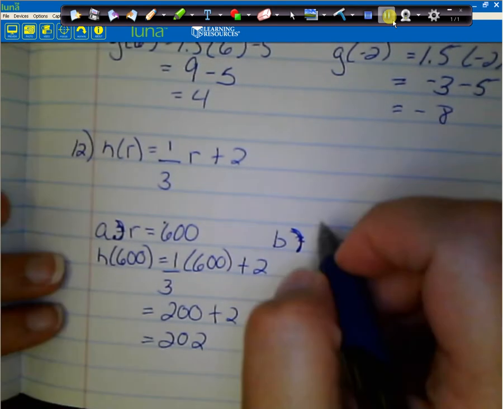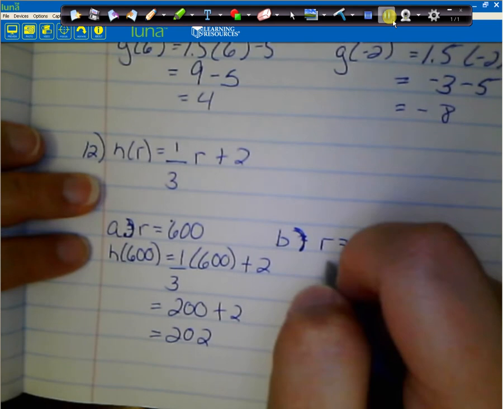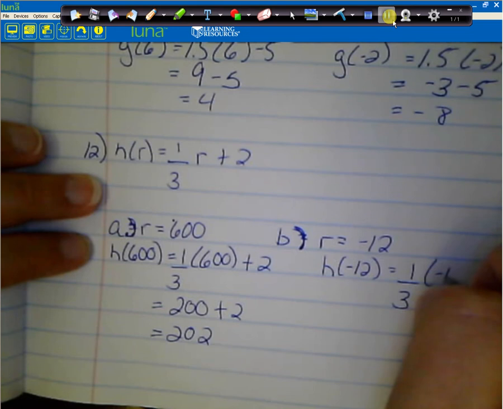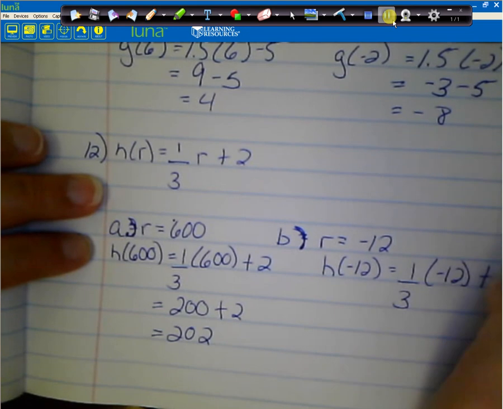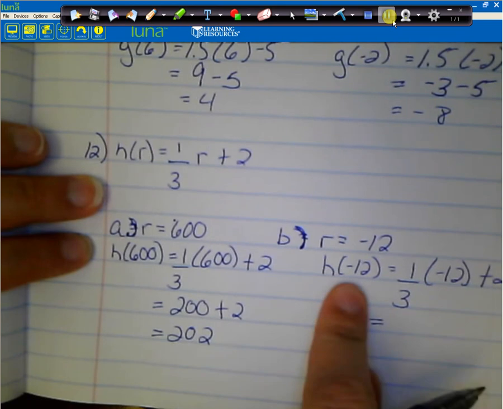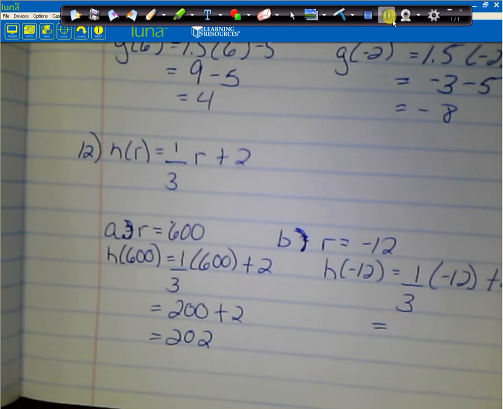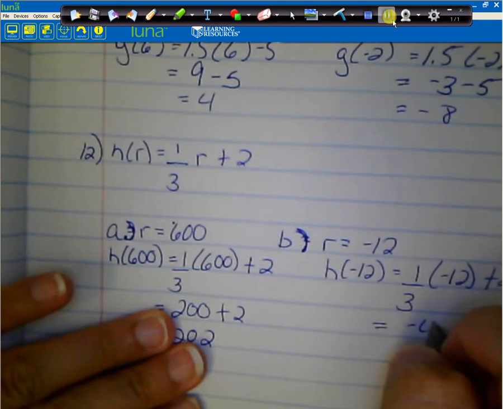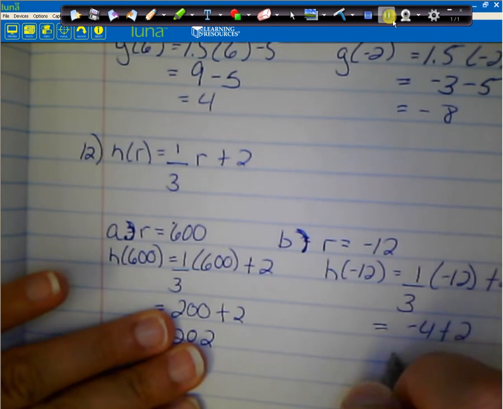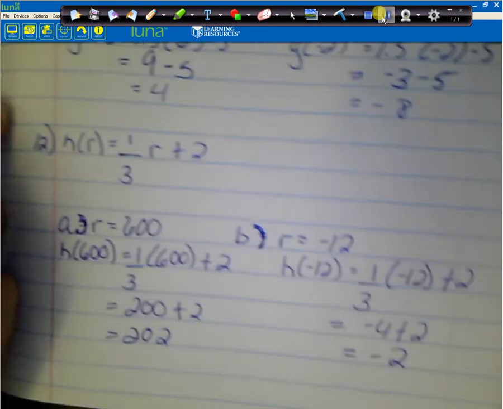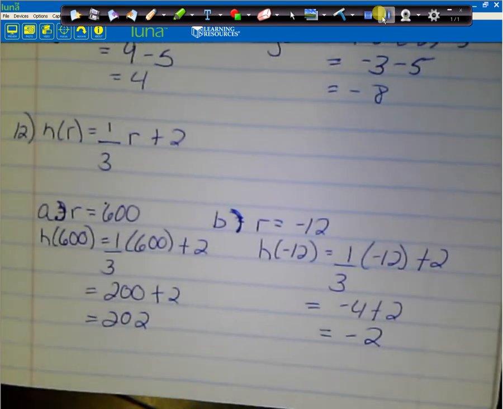Now we're going to evaluate r at negative 12. So we're going to say h of negative 12 is 1/3 times negative 12 plus 2. And again, this part, just the name, we don't do anything with it. It's saying function h evaluated at negative 12. 1/3 of negative 12 is negative 4, and negative 4 plus 2 is negative 2. Let me scoot that over so you can see all that. Sorry about that. There we go. Make sure you have that all written down before you move on.